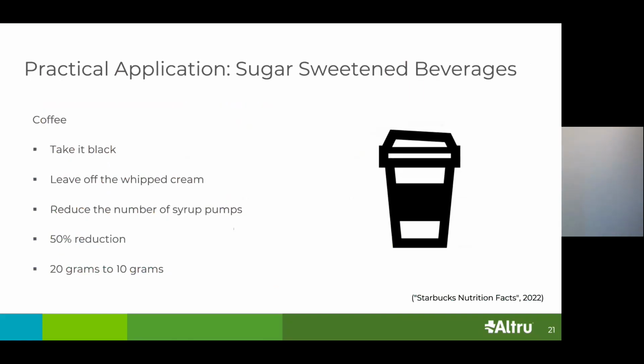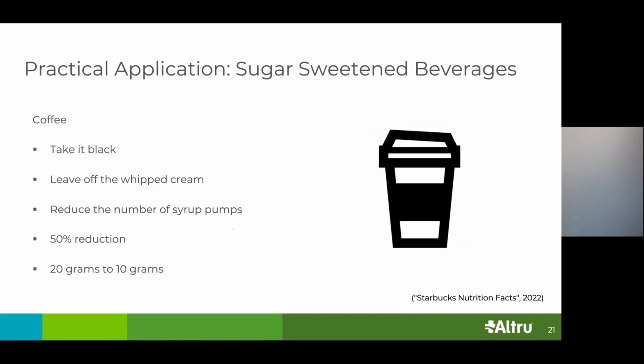And then for coffee, a simple solution could be to take it black. So ask for no added sugar or no added syrups. Otherwise, you could ask for no whipped cream on your Frappuccino. That could take care of a good amount of added sugar as well. You can reduce the number of syrup pumps. So I know at Starbucks or Caribou, you can ask for just 1 pump instead of the usual 3, or you can even ask for the reduced sugar syrups instead.